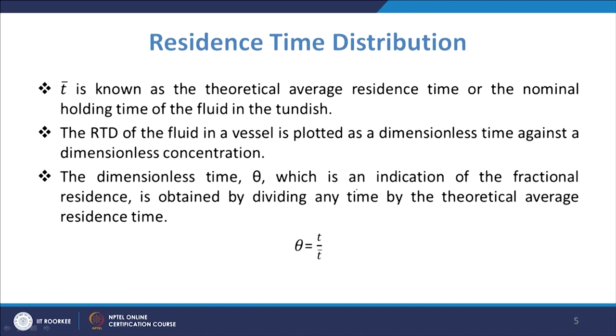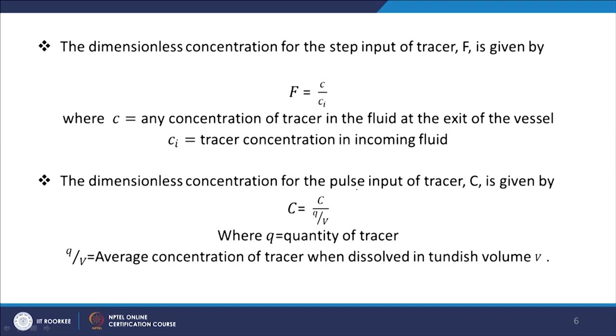As we have already discussed, the dimensionless time is indicated by theta. This theta is an indication of the fractional residence, and it is obtained by dividing any time by the theoretical average residence time. So the time which you represent on the x axis is divided by the theoretical average residence time, and that gives you the dimensionless time. On the y axis you get the dimensionless concentration, obtained by dividing the concentration by a certain reference concentration.